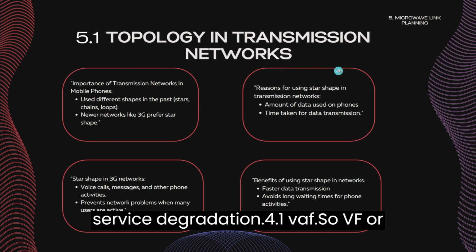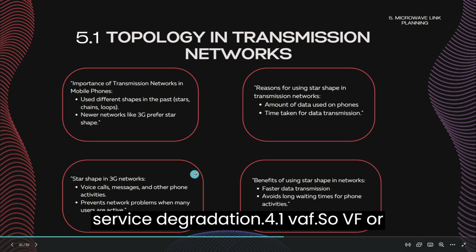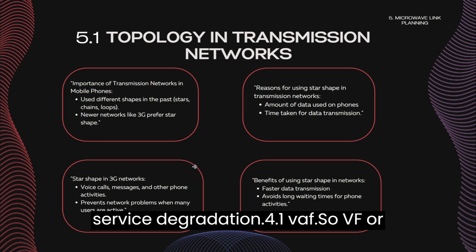So the reason for this is because of two important things: the amount of traffic generated as people use their phones and the time it takes for things to go through the network. And in a 3G network, people use voice calls, messages, and other things on their phones. If a lot of people are using their phones at the same time, it can cause a problem for the network. So they use a star shape to help make sure everything works properly.